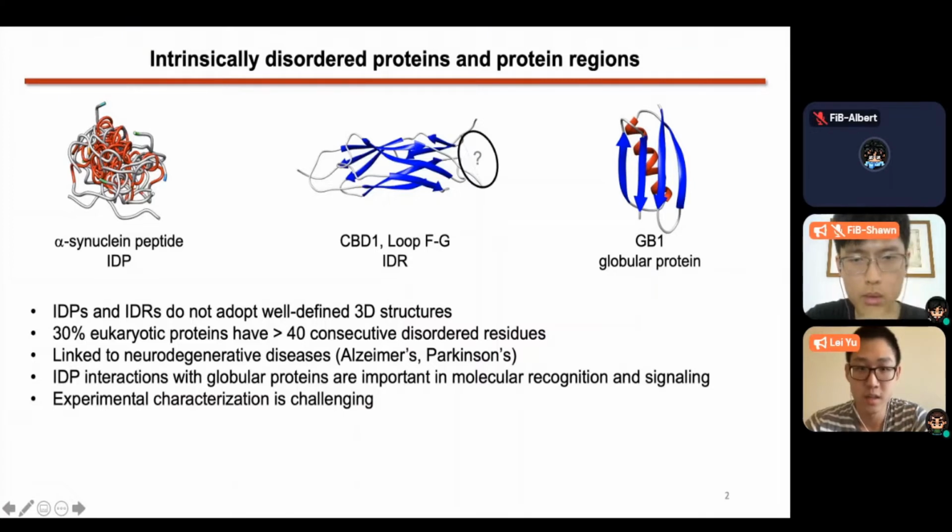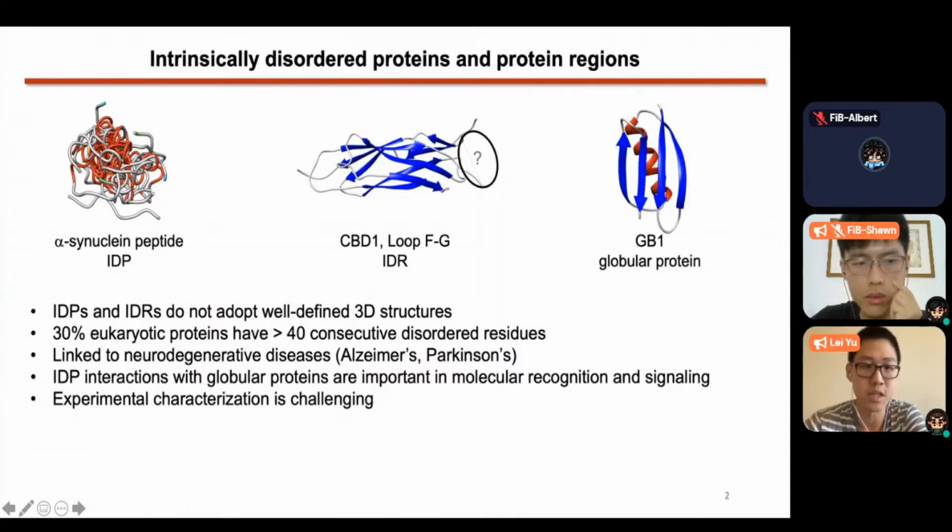They are different from globular proteins in that they don't adopt well-defined 3D structures. As you can see, the alpha-synuclein peptide, as you viewed in the ensemble bundle, is more like spaghetti. An example of an IDR: the FG loop in the calcium binding domain is missing in the crystal structure. Despite that, intrinsic disorder is ubiquitous.